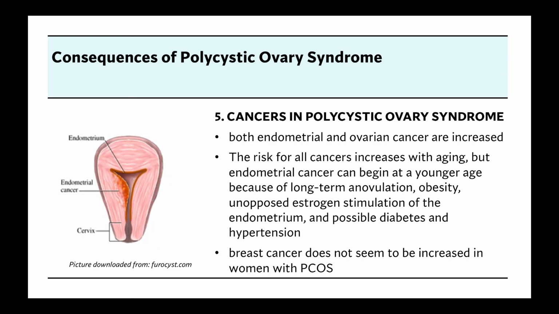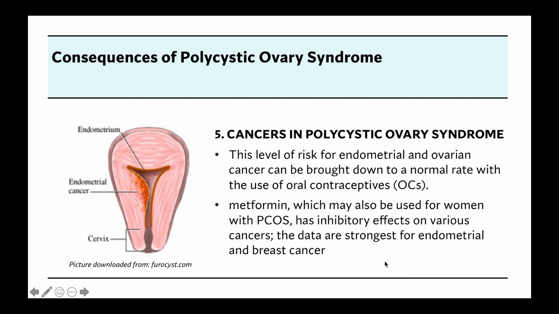The next consequence would be cancer, particularly endometrial and ovarian cancer. The risk for all cancers increases with aging. However, endometrial cancer can begin at a younger age because of long-term anovulation, obesity, unopposed estrogen stimulation of the endometrium, and possibly comorbidities such as diabetes and hypertension. Thankfully, breast cancer does not seem to be increased in women with PCOS. The level of risk for endometrial and ovarian cancer can be brought down to a normal rate with the use of oral contraceptives. Metformin, which may also be used for women with PCOS, has inhibitory effects on various cancers, and the data are strongest for endometrial and breast cancer.